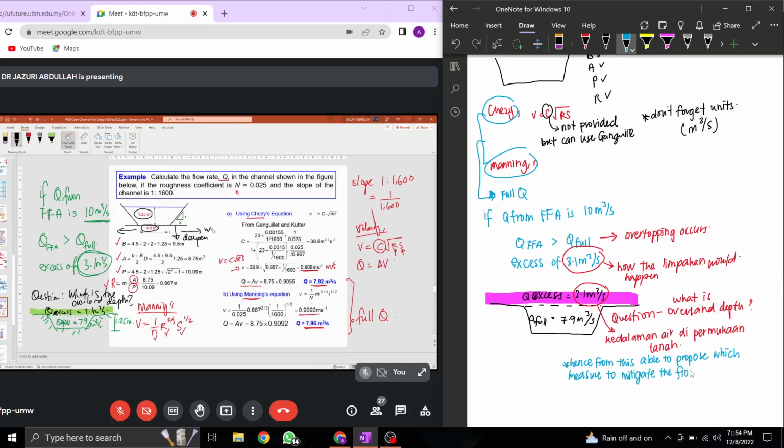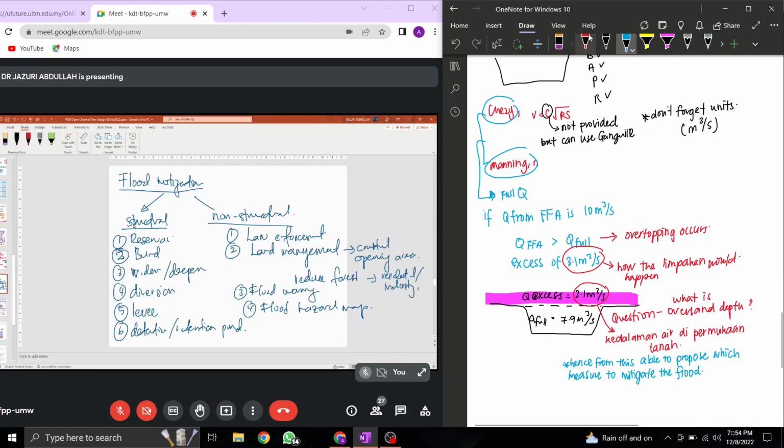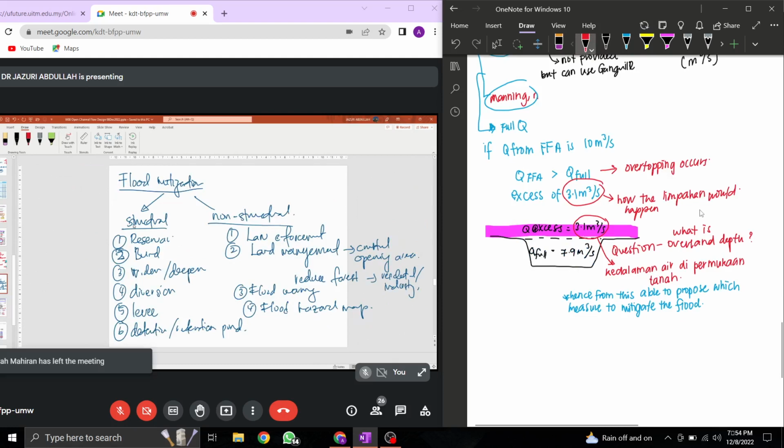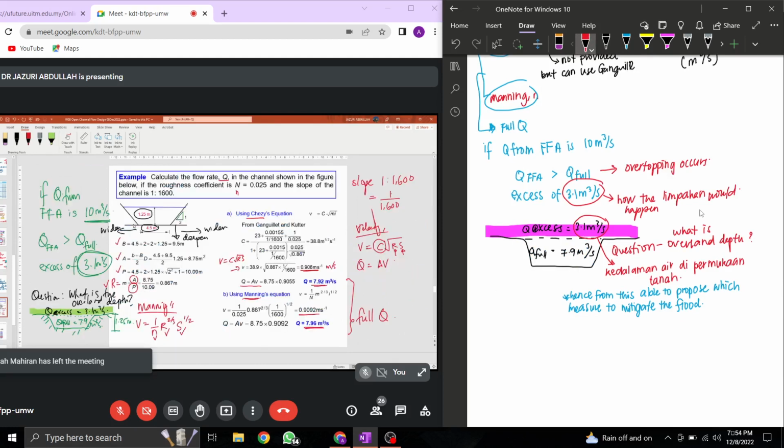Okay, so this is the widen and this is the widen. Kita lebarkan dan juga kita dalamkan. So ataupun kita nak buat, we don't want to go with the widen or deepen, but we want to go with the levee or bund. Okay, so jadi daripada analisa ni, from the existing condition, okay, so this is the existing condition.